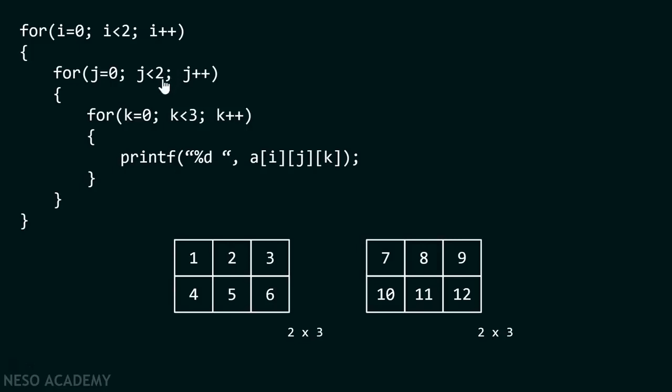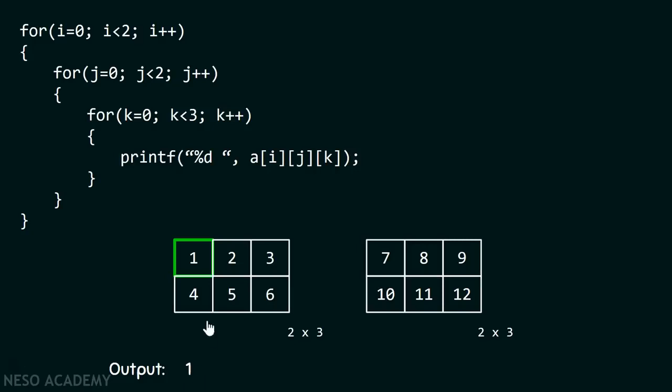Condition is satisfied. We'll come inside this for loop, and here we will encounter another for loop which is containing k. k indicates the column index, right? And k is also initialized to 0. That means we want to access this particular element. 0 is less than 3, right? Condition is satisfied. Therefore, we can print a[i][j][k], which means we can print this particular element on the screen.